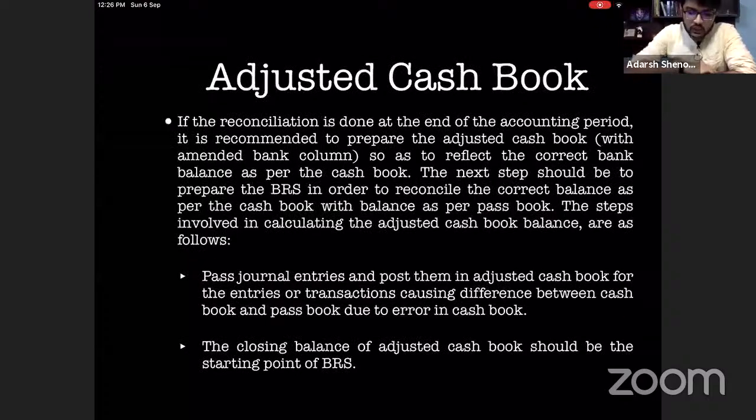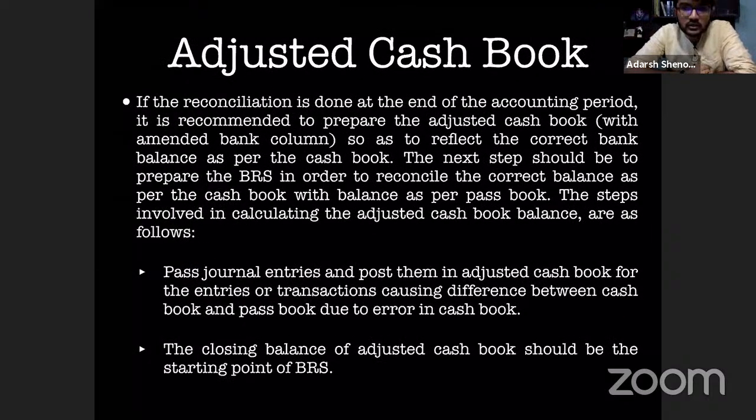What is it saying? If the reconciliation is done at the end of the accounting period, it is recommended to prepare the adjusted cash book with an amended bank column, so as to reflect the correct balance as per the cash book. The next step should be to prepare the BRS in order to reconcile the correct balance as per the cash book with the balance as per the passbook. The steps involved in calculating the adjusted cash book balance are as follows. Pass journal entries and post them in the adjusted cash book for the entries or transactions causing difference between the cash book and the passbook due to errors in the cash book.